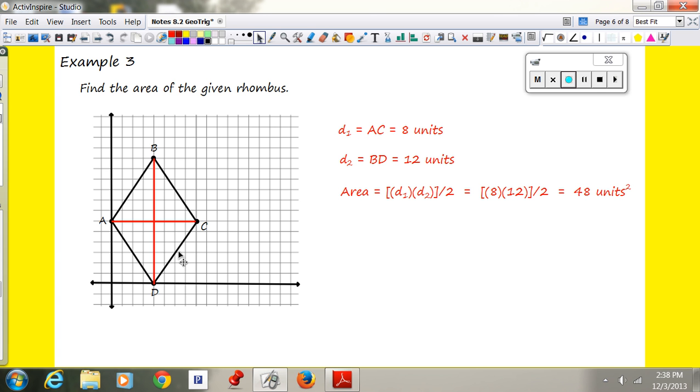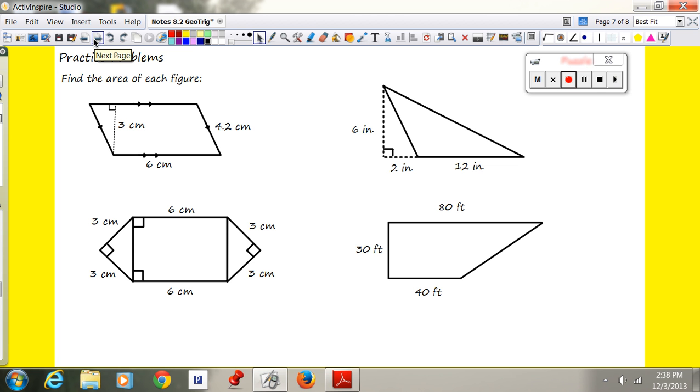Okay, moving on to the last one. There's just like 4 little practice ones. 3 of them are really fast. One of them takes a little longer. So let's look at those 4. What 2 numbers do I need to use to find the area of that parallelogram? Be careful. What 2 numbers are going to be the ones I need to multiply for number 1?